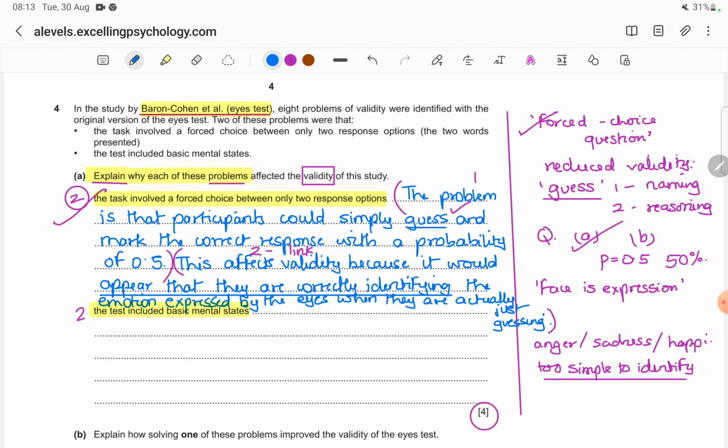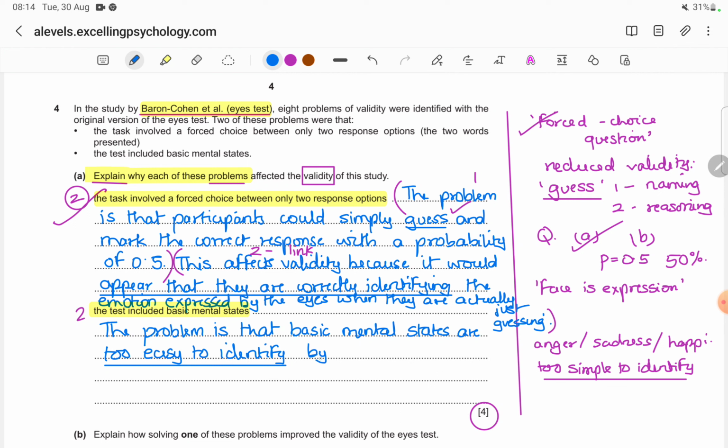Okay, let's start answering. We'll write: the problem is that basic emotions, whatever terms they have used, I told you last time also, answer as per the question. So they have used the term basic mental states. So I would say the basic mental states are too easy to identify by looking at someone's eyes.